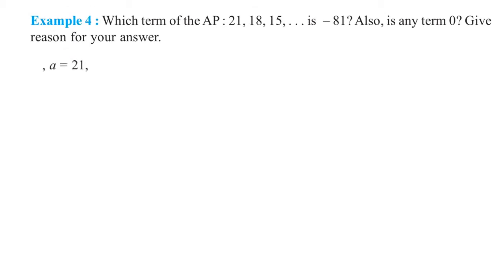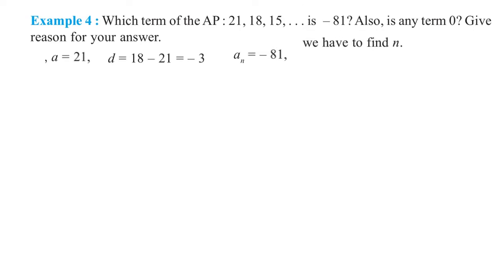a is equal to 21. That's our first term. What will be our common difference? Our common difference is 18 minus 21, which is going to be negative 3. We are supposed to find n. What is our nth term? It is negative 81. So what are we supposed to find? We are supposed to find n.